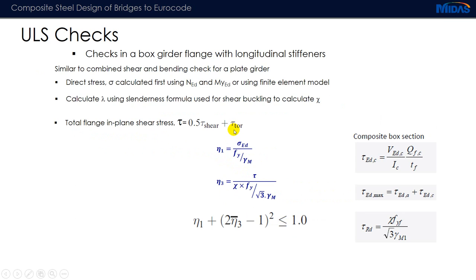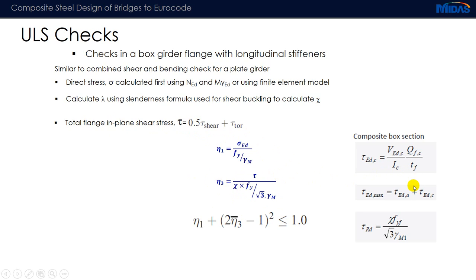Okay. In case of box girder flange, there are a few limitations in the Midas software that does not take into consideration the torsional shear stress. So here we have to manually put some factors in the load combinations within the software to take care of the torsional shear stress in the calculation. So in the flange we just calculate the in-plane shear stress and we perform this check as shown here. Eta 1 is the direct stress check component and eta 3 is the shear stress check component.